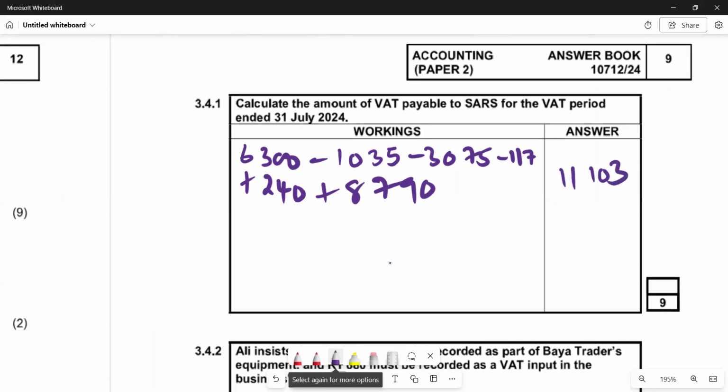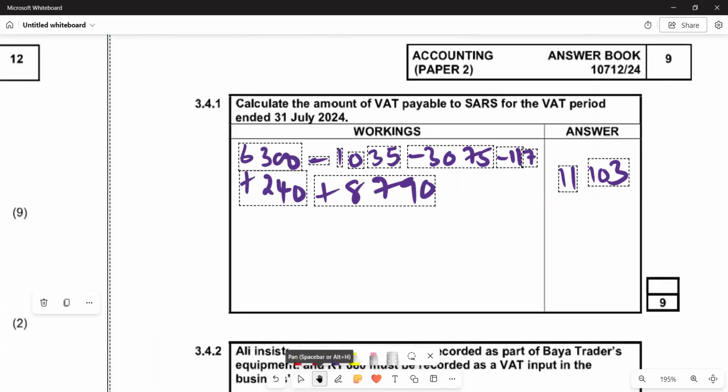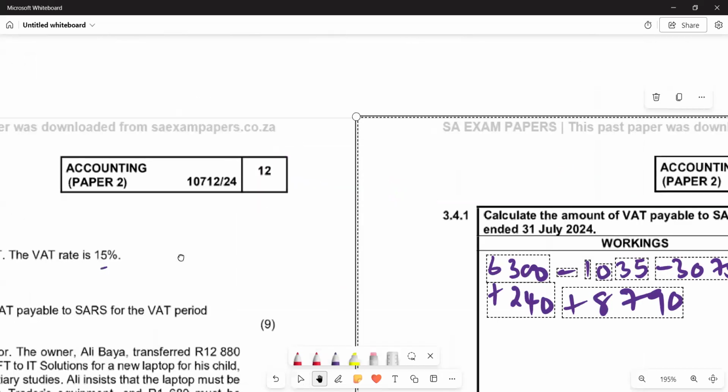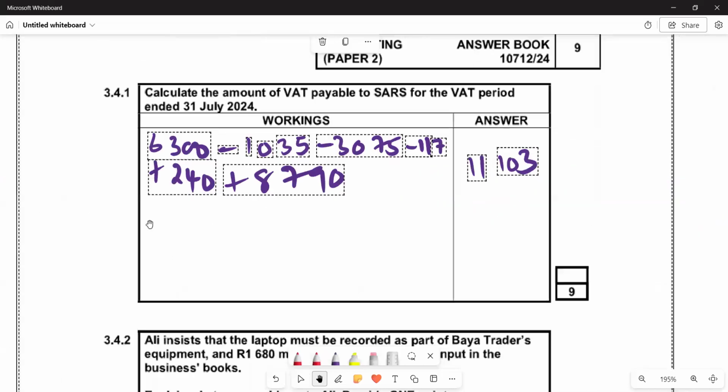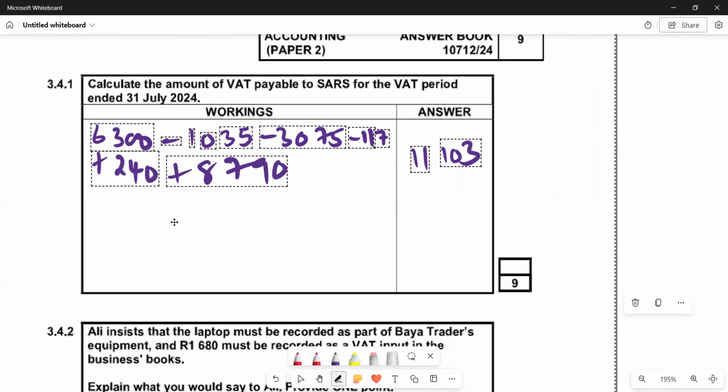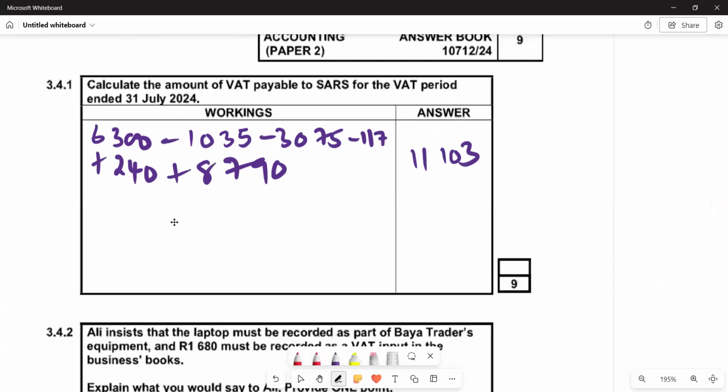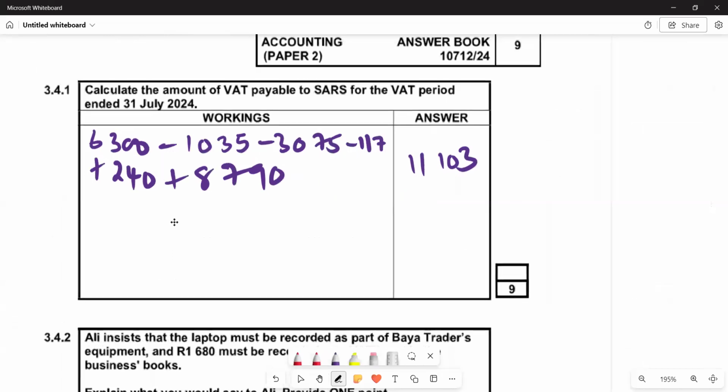So I'll go back to the question and see what the question is saying, so that you can see how we are going to present our final answer. Our question is saying calculate the amount of VAT payable to SARS for the VAT period ending 2024. So obviously, it's VAT payable, so it means it's always a positive, like what we got there. So this is what we have, guys, according to this video on the calculation of VAT.